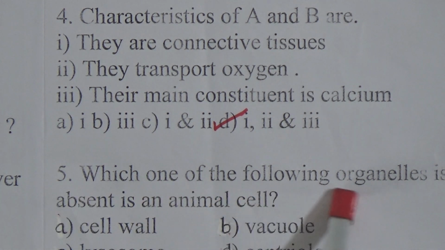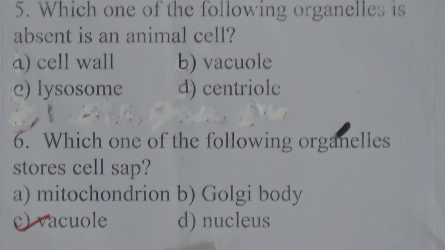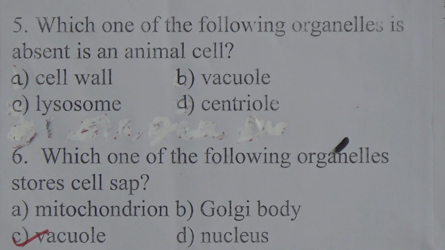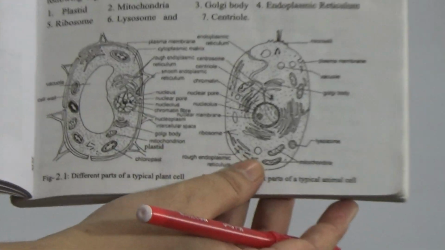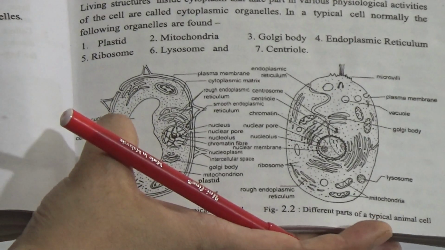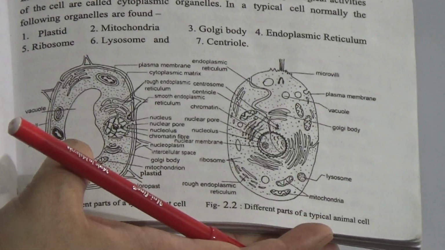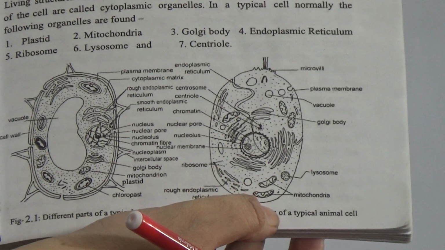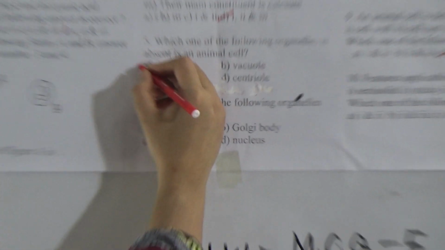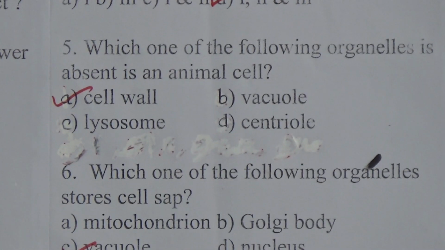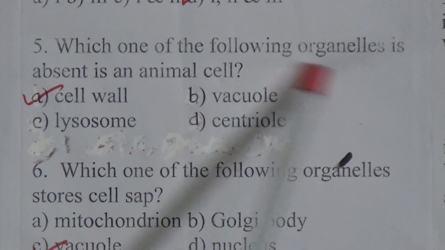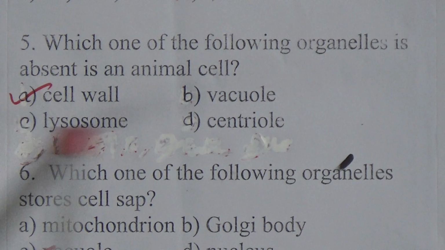Now, five number. Which one of the following organelles is absent in an animal cell? If you see your book, here are two pictures, plant cell and animal cell. If you look at this picture, you can understand this properly. We can find a cell wall in a plant cell, but in an animal cell we cannot find a cell wall. So the answer will be cell wall. I am repeating this question: which one of the following organelles is absent in an animal cell? The answer is cell wall.